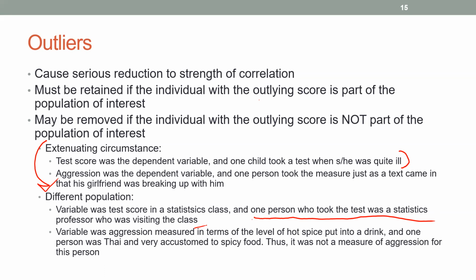Or if the variable is aggression and it's measured in terms of how much hot spice someone puts in the drink to give to an opponent, which is done in studies. But one participant was Thai, and they're used to very spicy foods. And so for her, putting a lot of spice in that drink was not an act of aggression, but it was what she herself would have wanted. So then we would say this person is from a different population. So we want to find out about our individuals in case something like this comes up. Questions about outliers?